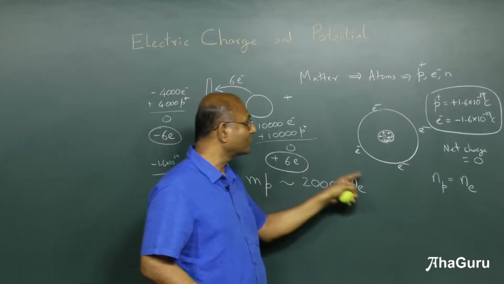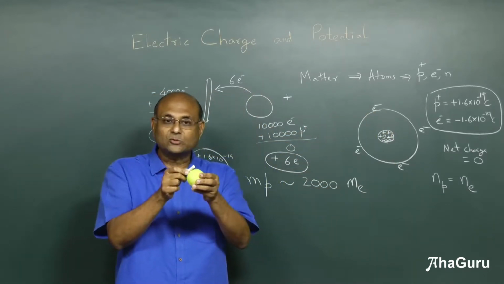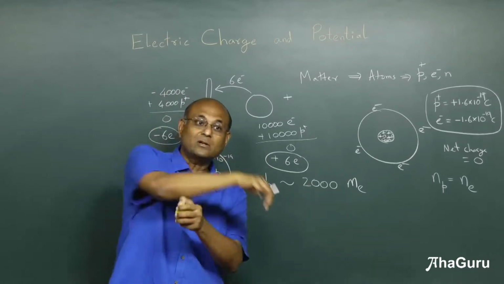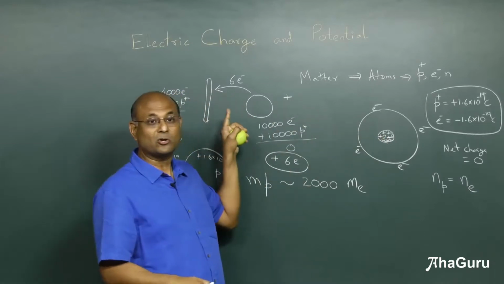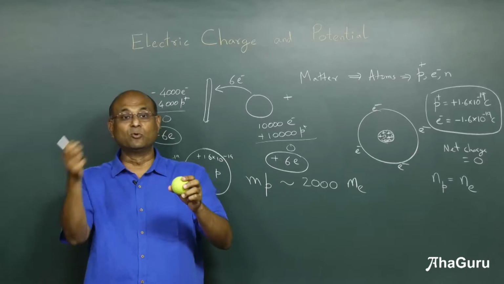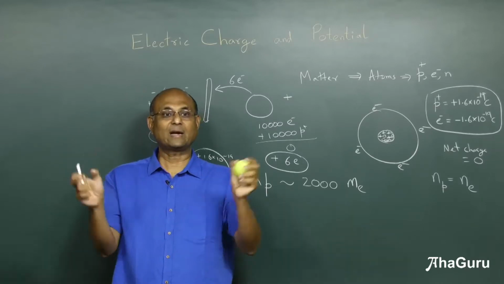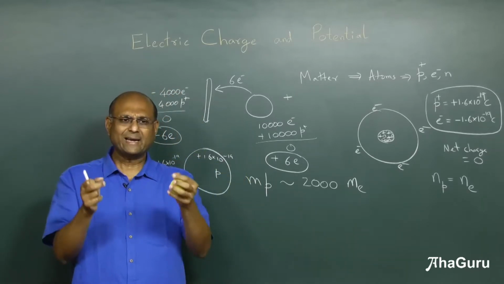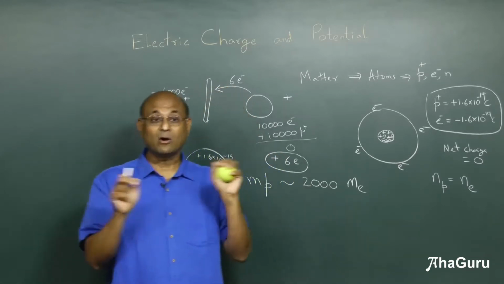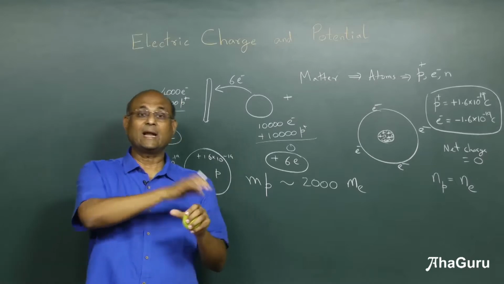Also remember, electrons are on the outer edge. So when I bring two things together and try to rub them, it is easy to move the electron. The proton is deep inside. So to pull the proton out is going to be very hard. So in general, whenever you say charge moves, what moves? Electrons move. Some rare cases you can also have ions and protons moving, but very, very rare. Almost in all cases, it is the electrons that are moving.